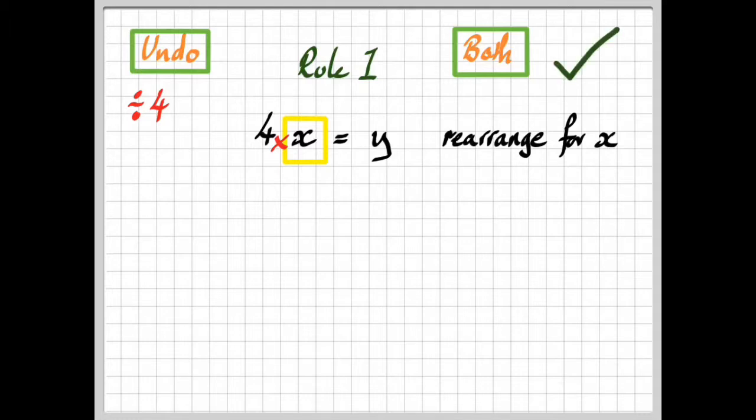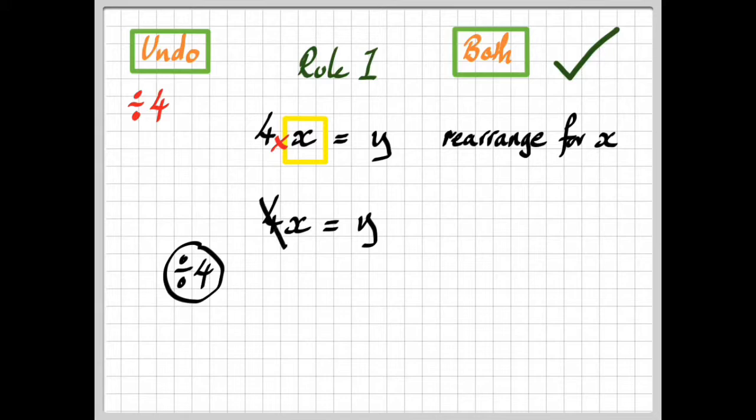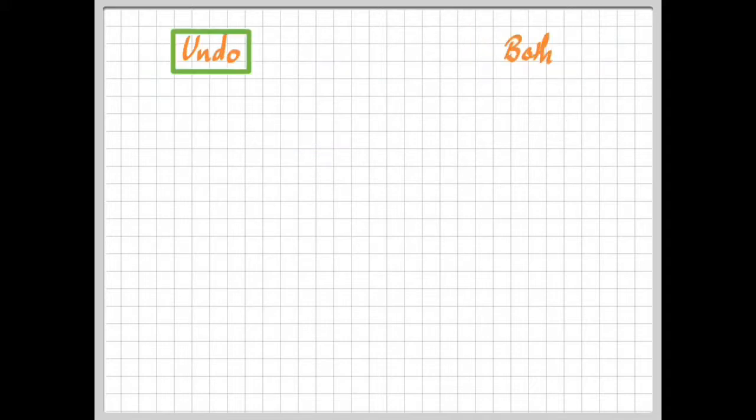Remembering at all times that I'm going to do everything I need to do on both sides. So 4x equals y, divide by 4. Now here's the great bit. Because I'm dividing by 4 times x, that cancels everything out, just leaving the x. But remember, I've got to do it to both sides. So on the right hand side, I divide the y by 4 as well. Guess what? That's it. There's nothing more to it than that. X equals y over 4.